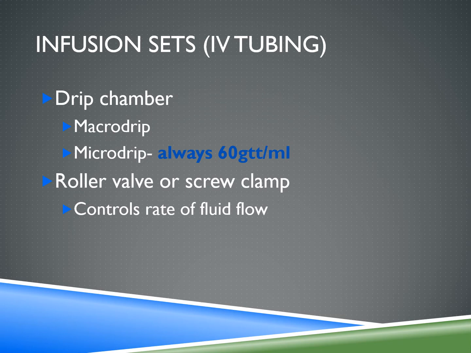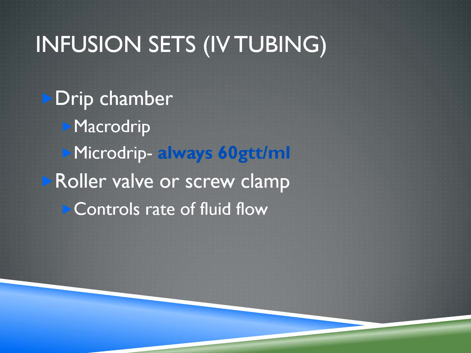Then when you come down from that spike, you'll see a little chamber where you can see drips coming down. You know what that's called? Wait for it, a drip chamber. And it is going to be either macro drips or micro drips. Macro drip can be anything from 10 to 20, like 10, 12, 15, or 20. Those are the most common. I've got that on another slide, so don't have a cow.